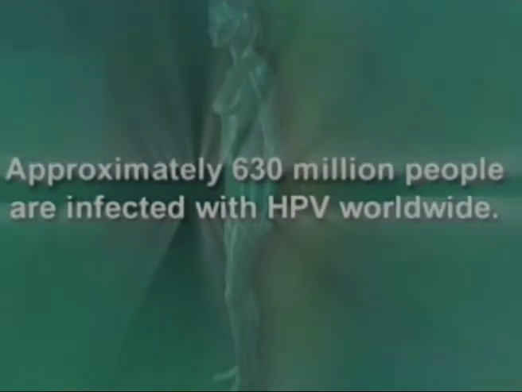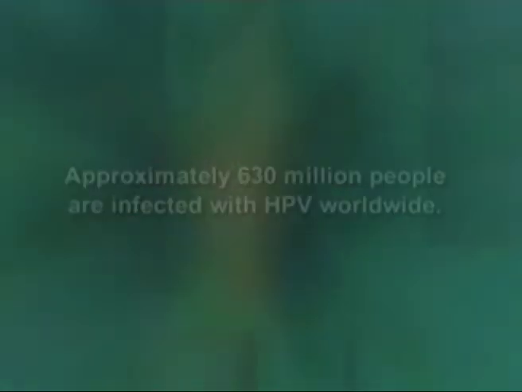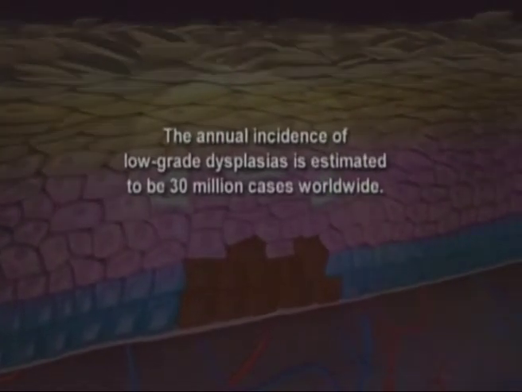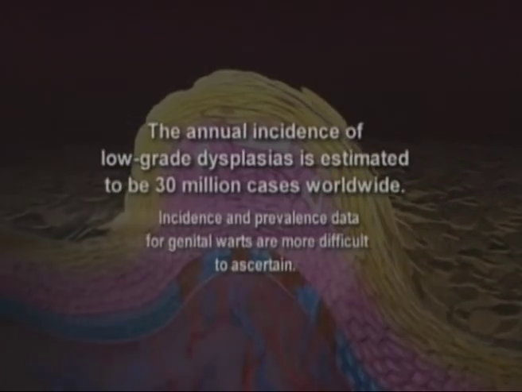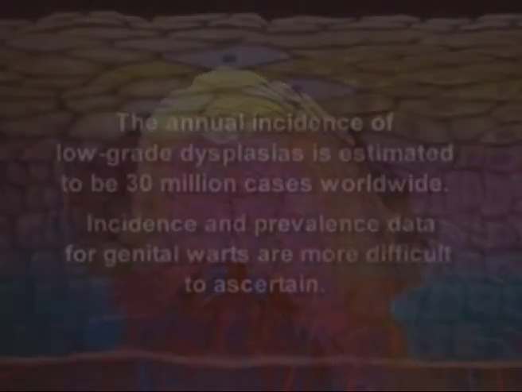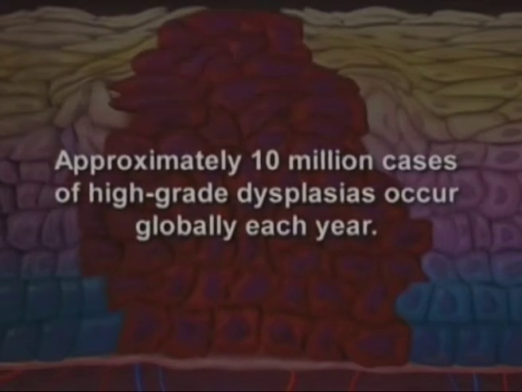Approximately 630 million people are infected with HPV worldwide. The annual incidence of low-grade dysplasias is estimated to be 30 million cases worldwide. Incidence and prevalence data for genital warts are more difficult to ascertain. Approximately 10 million cases of high-grade dysplasias occur globally each year.